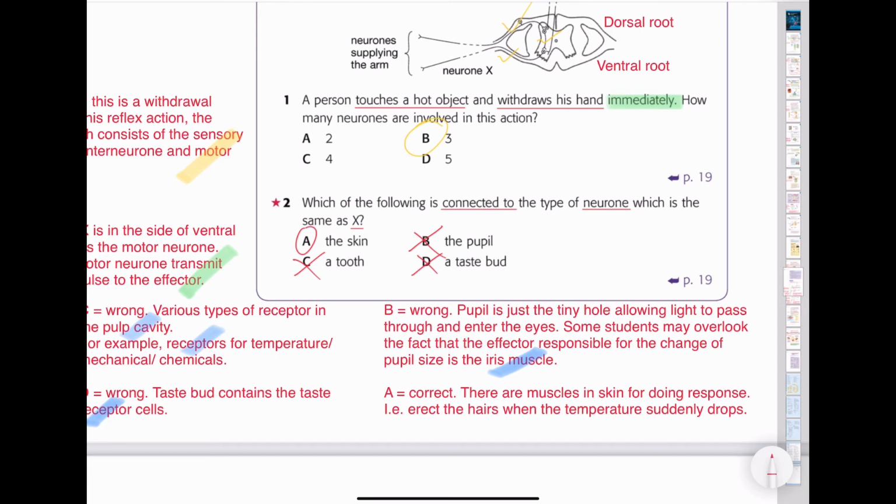So that's why we can feel that once we enter the room and the air conditioner is turned on, we feel very, very cold, and then we can feel the hair on our skin erect, because there are some erector muscles in our skin to control this movement of our hairs. So that's why A is the answer.